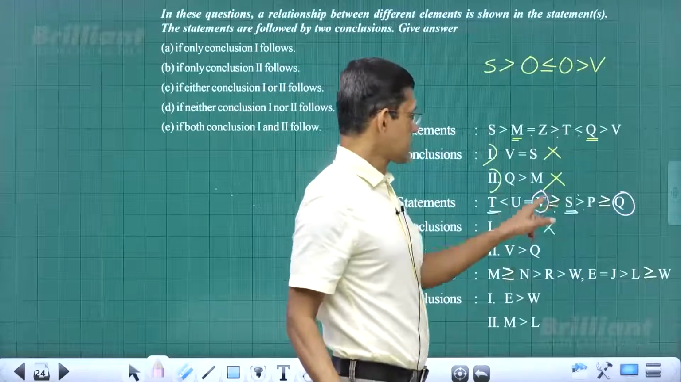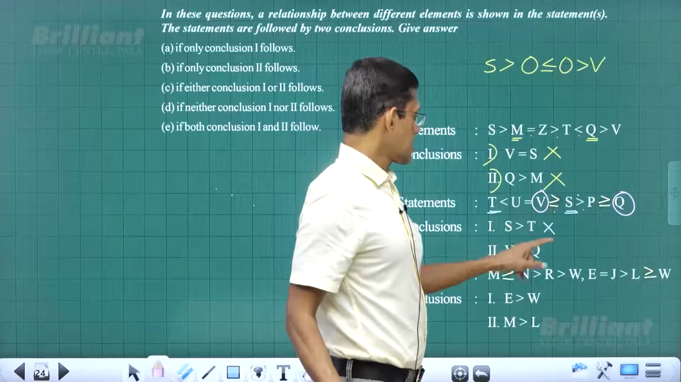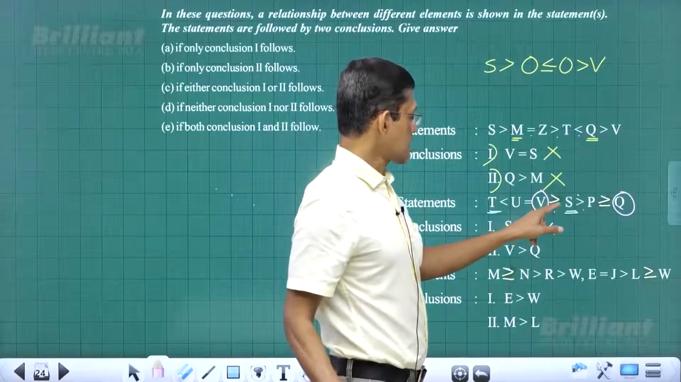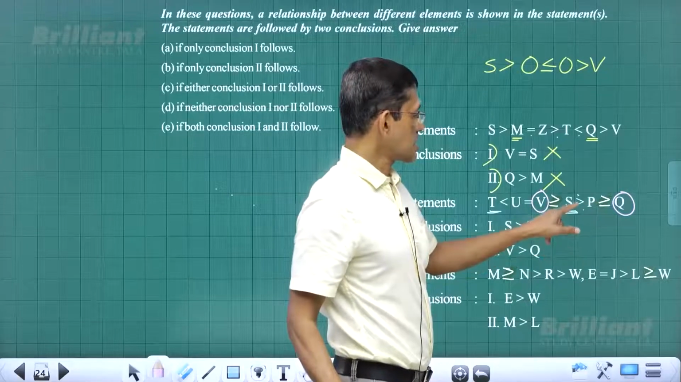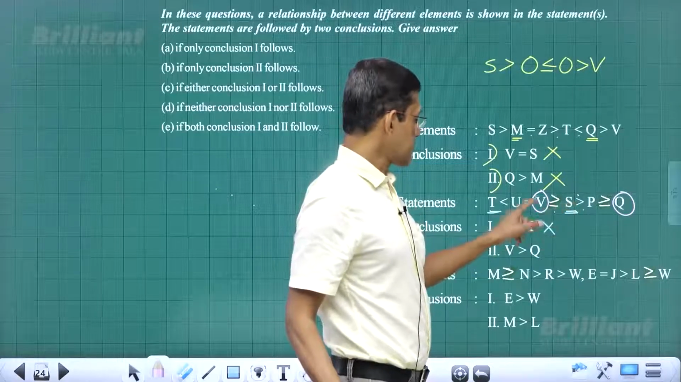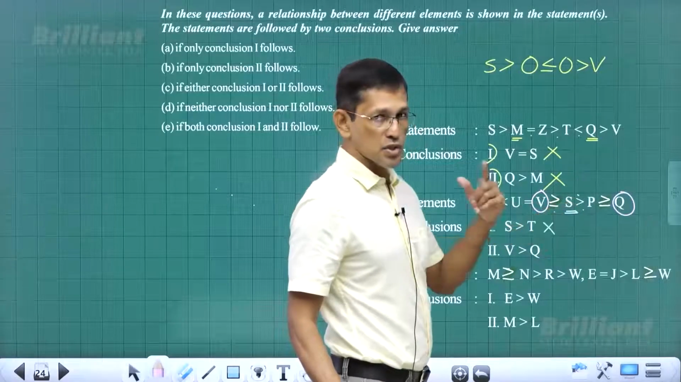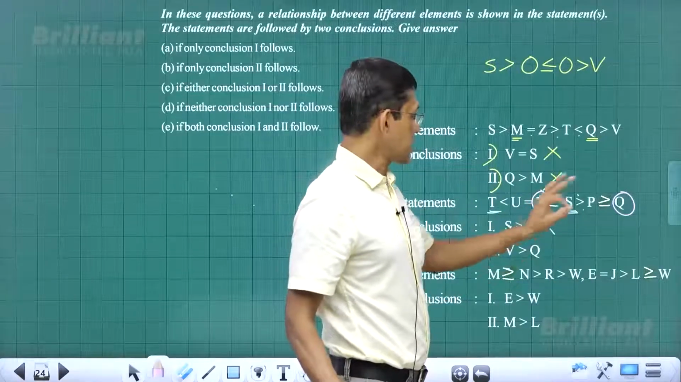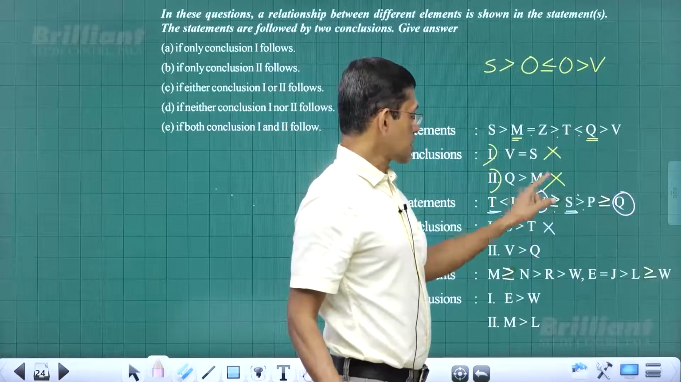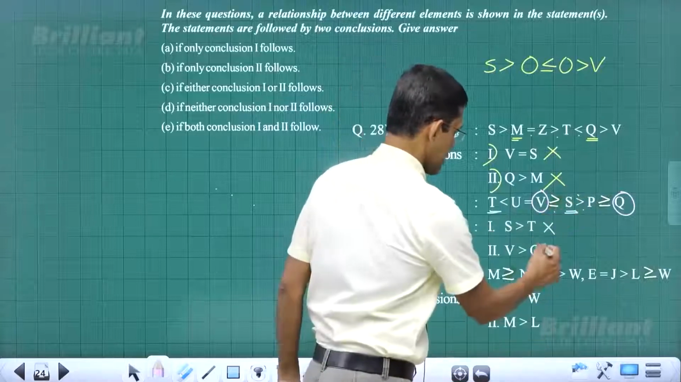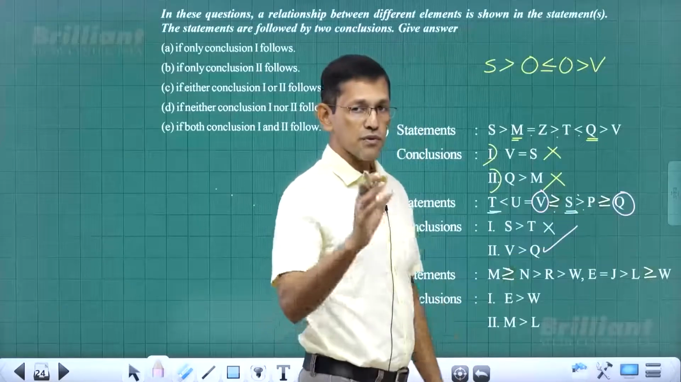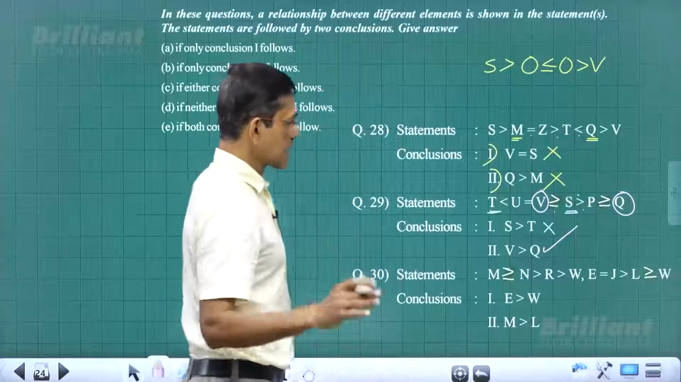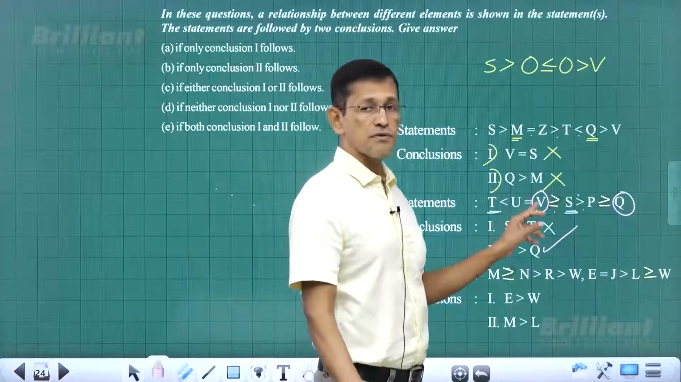So now what we need to look at is V greater than Q. Here this is greater than or equal to, this is greater than or equal to, here it's a greater than symbol. So that means the greater than symbol would be dominating. So we can clearly say that for any value of V and Q, V must always be greater than Q. So V is always greater than Q. So that one follows.